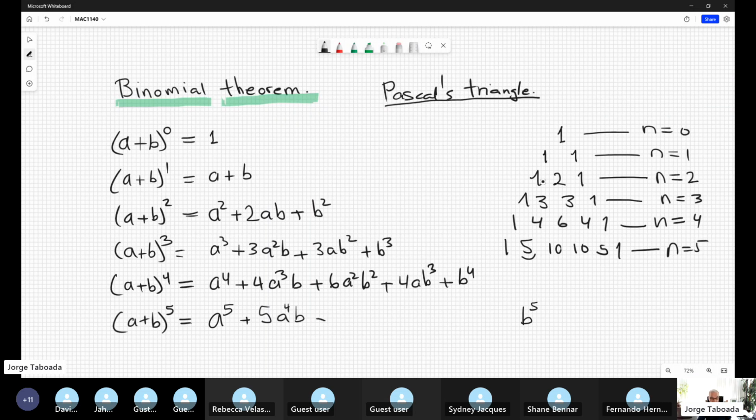What is the next in the 5th power? Well, it's 10. It's a to the 3rd power, because it's 4 minus 1, and b to the 2nd power, because it's 1 plus 1. The exponent for a is decreasing by 1, and the exponent for b is increasing by 1. What is the next? It's 10 again, no? 10 a^2 b^3, decreasing and increasing, plus 5 a b^4, plus b^5.